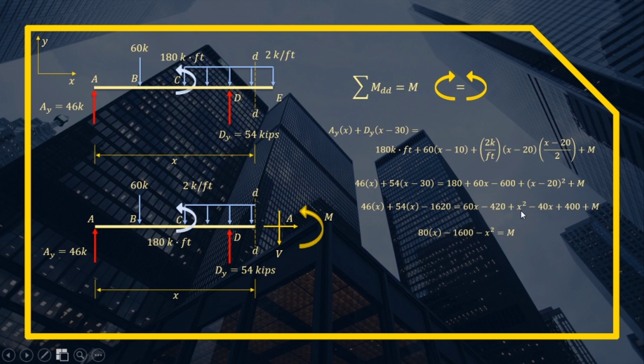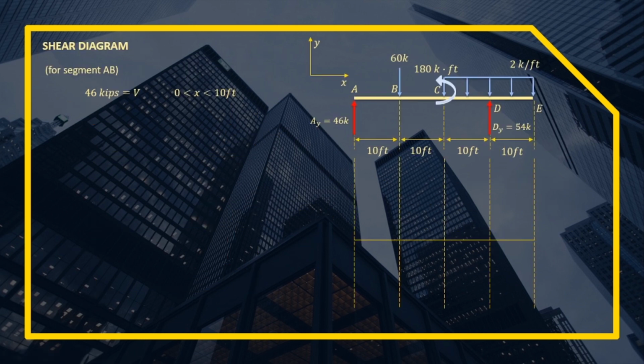And pag nilipat natin yung x squared, magiging negative. Equal to, yung maiiwan sa kabila is yung m na lang. So, pwede nyo guys i-pause yung video tapos check nyo yung pag-calculate ko. This is now the equation for the moment at section DD or for segment DE natin. And yung x natin, magsisimula yan from 30 feet to 40 feet. So yun, nakuha natin guys lahat ng equations natin for shear, moment natin along lahat ng segments natin.